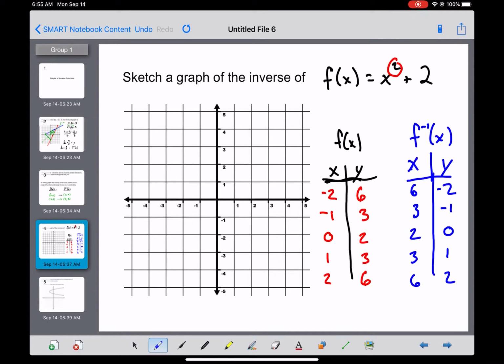So if I'm graphing the inverse, well, my x-axis doesn't go out to 6, so it's going to be out here somewhere. 6, 2, 3, 1, 2, 0, 3... Sorry, this original point should have been 6, -2. Then 3, -1. So what I should see is a parabola that is turned on its side.